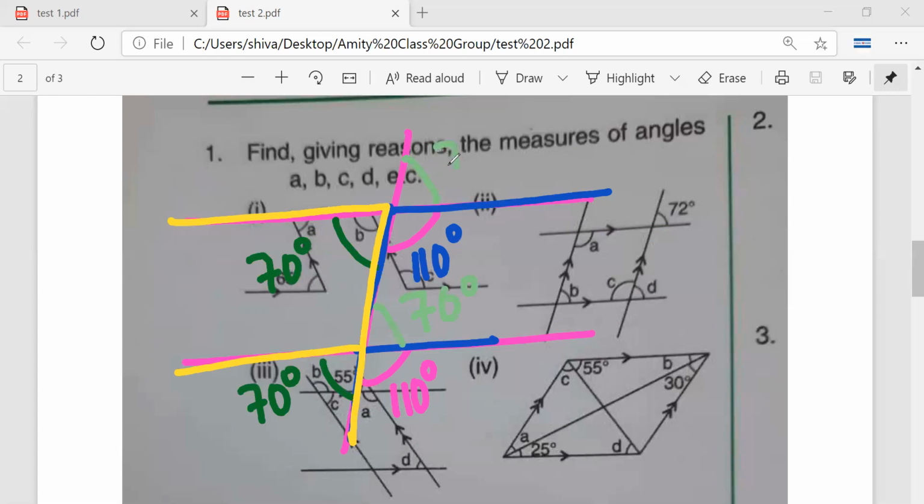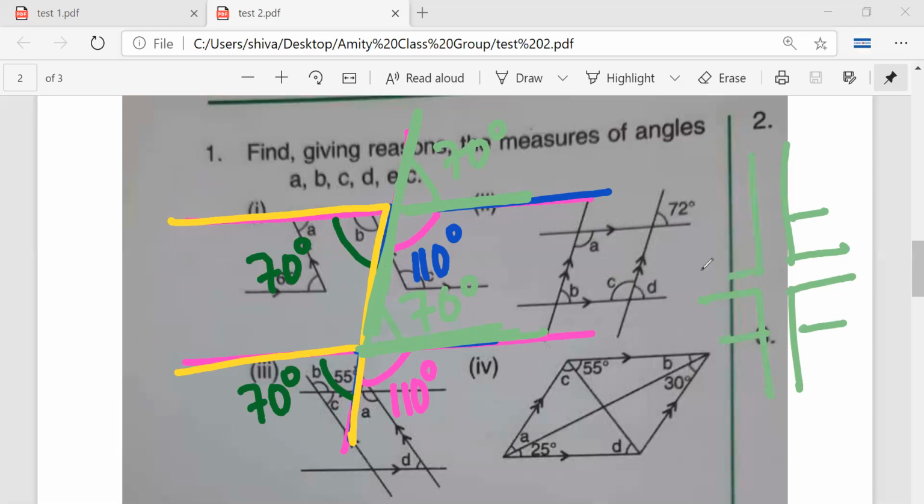Why? Because it's forming an F. This is forming an F like this. This is an F. This is an F. This is an F. And this is an F. Any doubt? No. Okay. So for example, if this is 110 degrees, therefore this would be 110 degrees. Shabash.